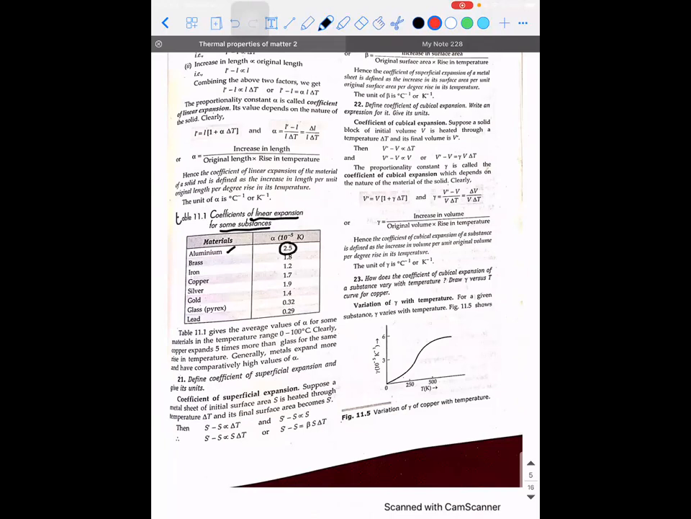But what is important to be noted here? This 2.5 is not just 2.5, rather it is 2.5 into 10 power minus 5 Kelvin inverse. That is the meaning. Are you able to understand? If you look at brass, it is 1.8 into 10 power minus 5 Kelvin inverse, because here it is given, see, here only change Kelvin to Kelvin inverse. If you observe all these values, on a comparative scale, is it a small value or a big value?